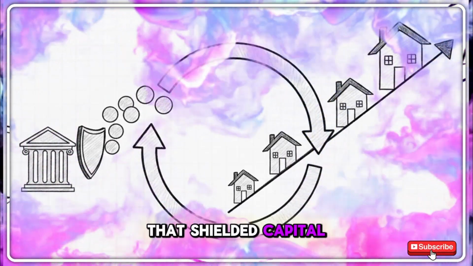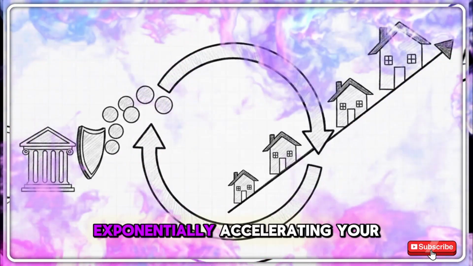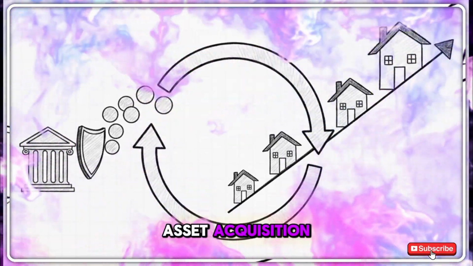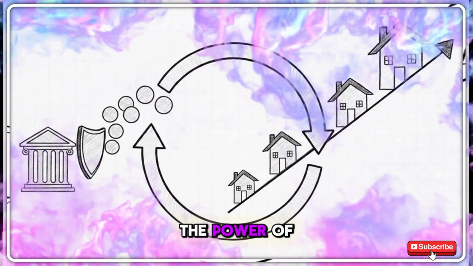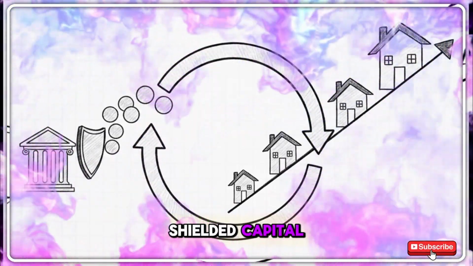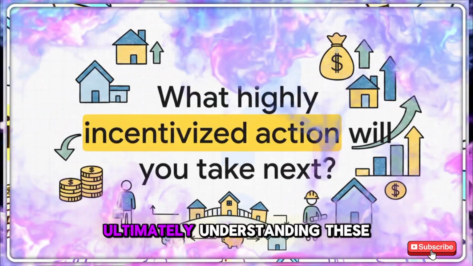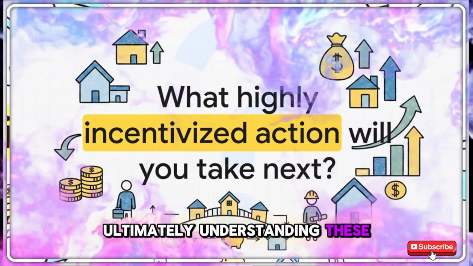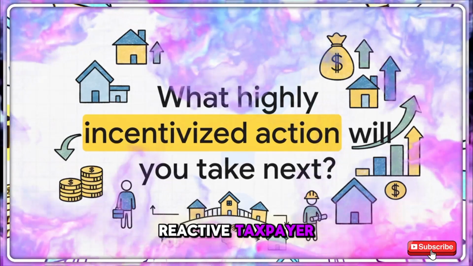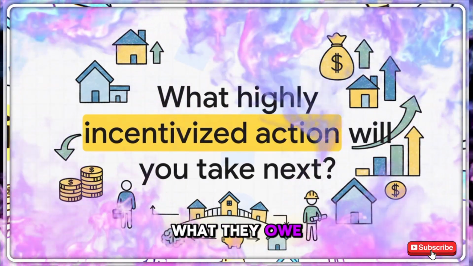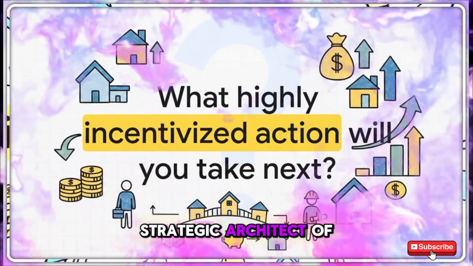That shielded capital becomes the immediate down payment for your next cash flowing asset, exponentially accelerating your asset acquisition over a standard, heavily taxed timeline. The power of compounding interest on shielded capital is just staggering over a 10 or 20-year horizon. Ultimately, understanding these advanced mechanisms shifts a high earner from a reactive taxpayer, someone who merely waits to see what they owe the government every April, into a proactive, strategic architect of wealth.